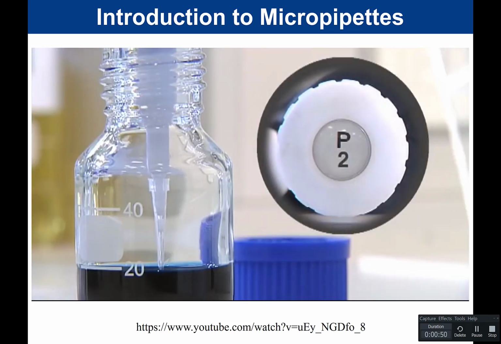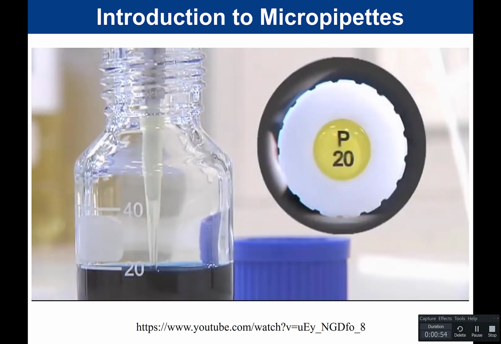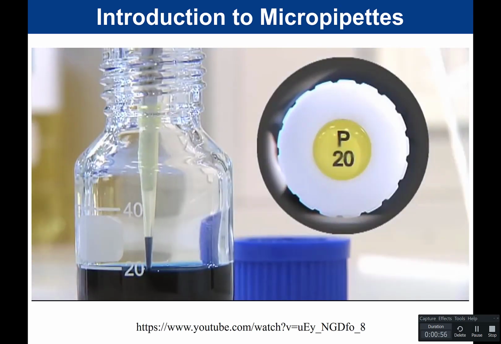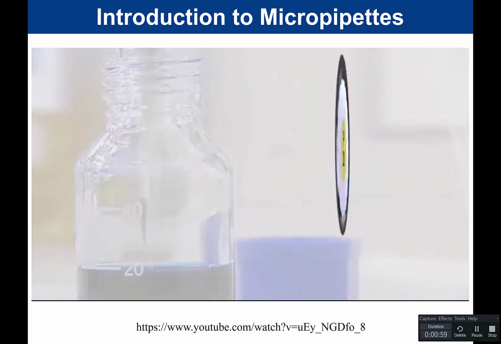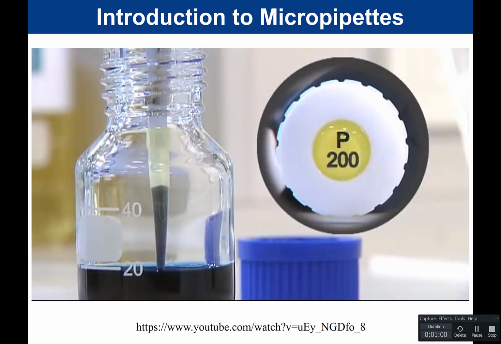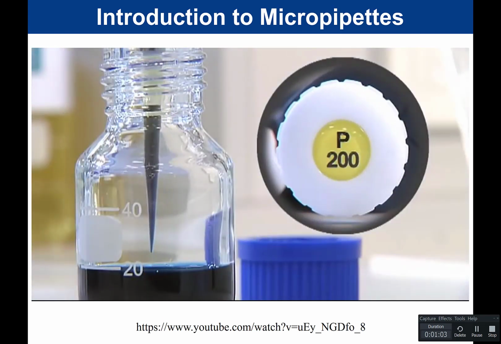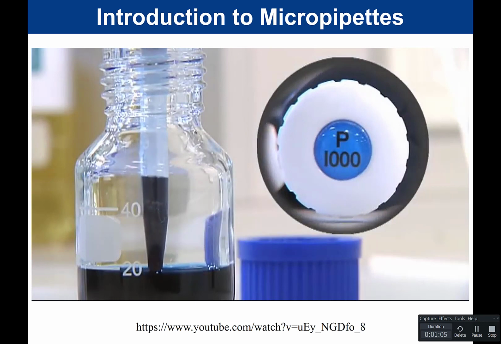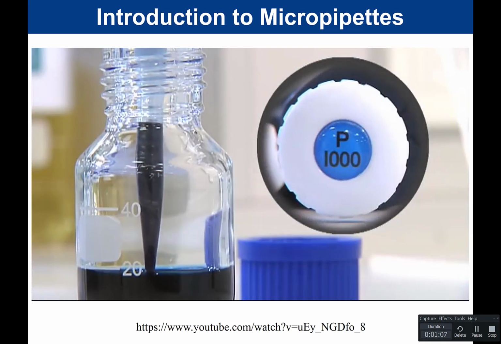A P2 pipettes between 0.2 and 2 microliters. A P20 pipettes between 2 and 20 microliters. A P200 pipettes between 20 and 200 microliters. And a P1000 pipettes between 100 and 1000 microliters.